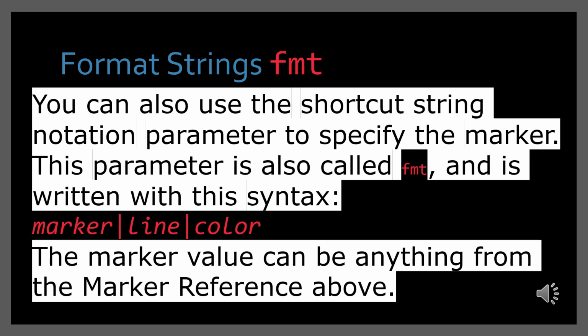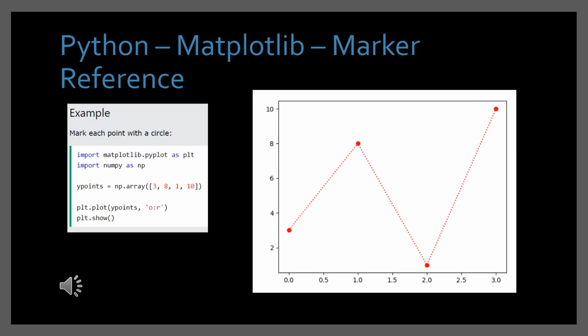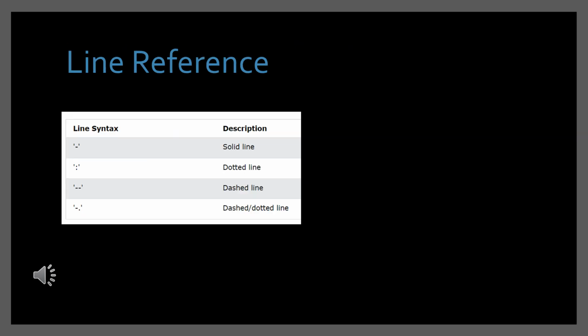Format strings, fmt, is used for formatting using markers, lines, or color. The reference here 'o:r' is used, which means the marker is pointed as dots instead of a line, and it should be in red color. We can also have line references: solid line, dotted line, dashed line, and dash-dotted line. For that we can use hyphen, colon, double hyphen, and hyphen plus dot.